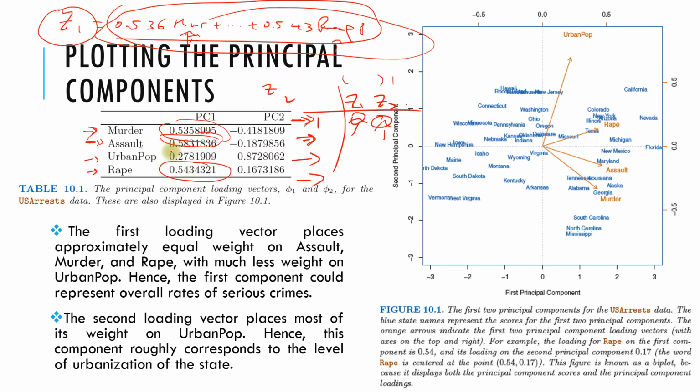The loading on PC1 for urban population is quite small. However, the loading of urban population for PC2 is quite high, but it is relatively smaller for the others. So what does it mean here? It means something very interesting.